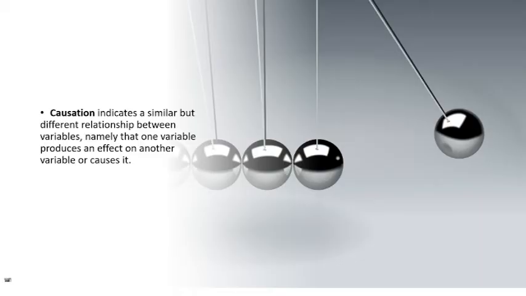Causation indicates a similar but different relationship between variables, namely that one variable produces an effect on another variable or causes it. And just because things correlate very well does not mean that there is a causal relationship. And it is a very common mistake in thinking when you get confused between causation and correlation. I can give you an example.